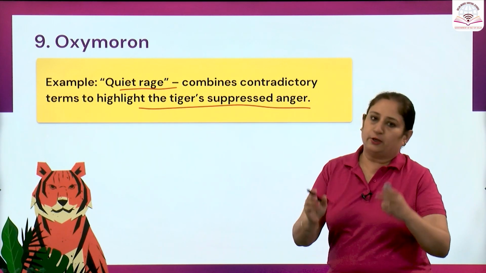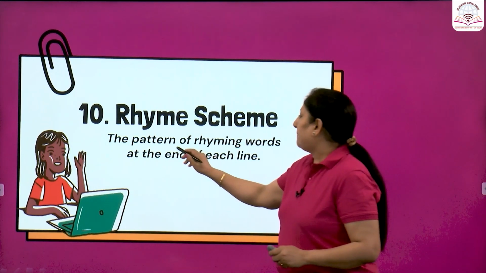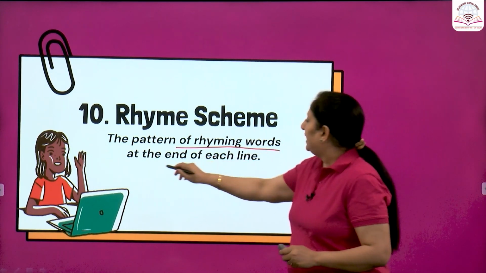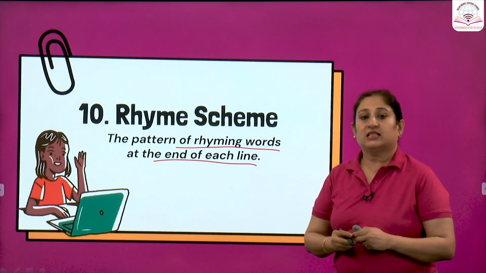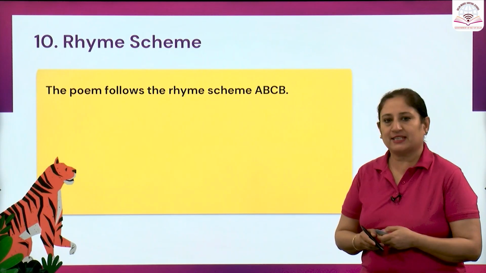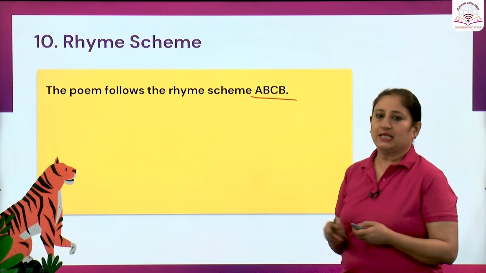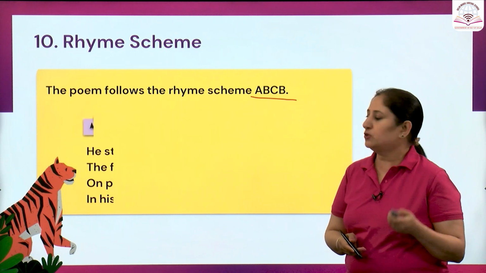And last but not the least, we'll try to understand the rhyme scheme. The pattern of rhyming words at the end of each line is called the rhyme scheme. It's time for us to know the rhyme scheme of the poem. The poem follows the rhyme scheme ABCB. Now let's find out how.